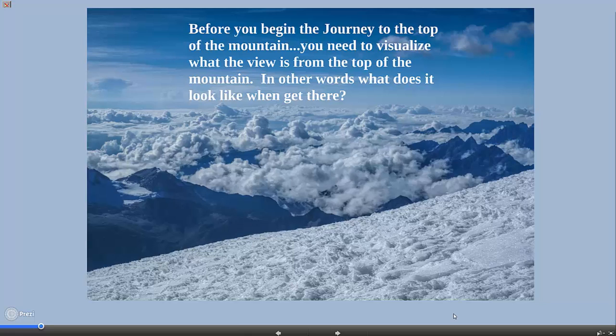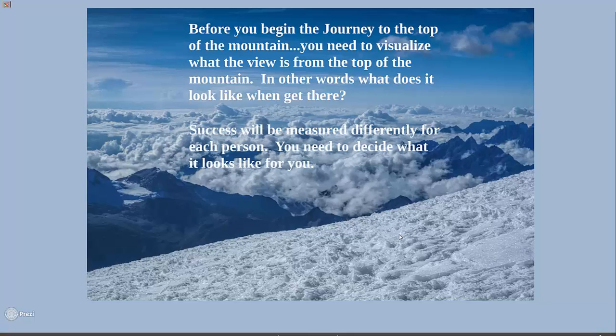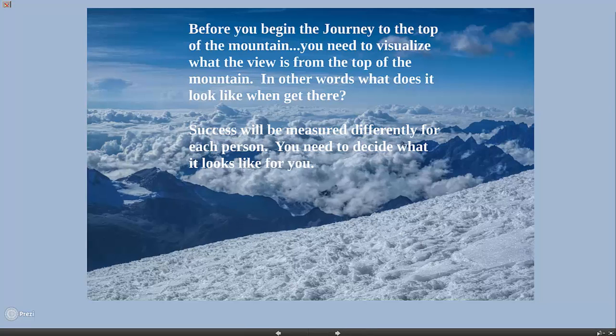Well, one of the things that I used to tell people as we went through this process is I would say to them, before you begin the journey to the top of the mountain, you need to visualize what the view is from the top of the mountain. So in other words, what does it look like when you get there? What does the top of the mountain look like when you get there? Well, success will be measured differently for each person, and you need to decide what it looks like for you.